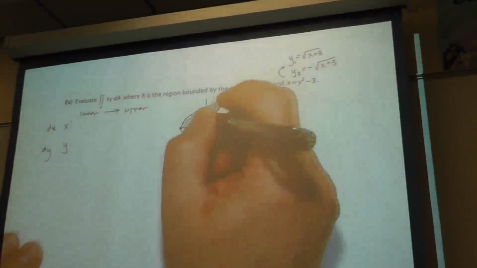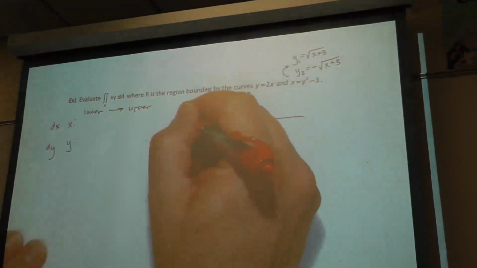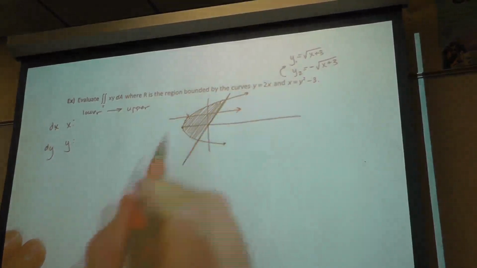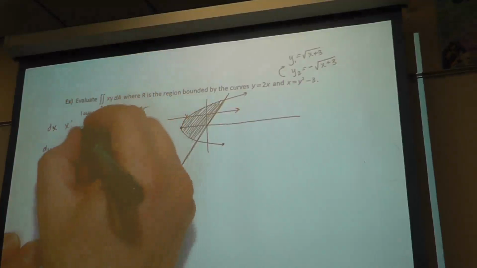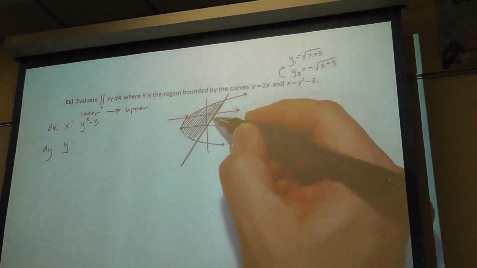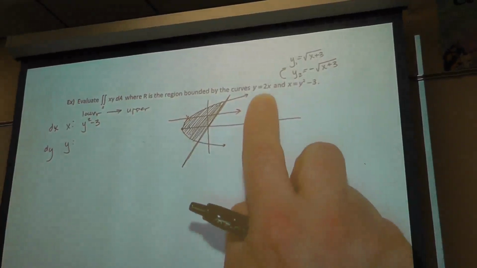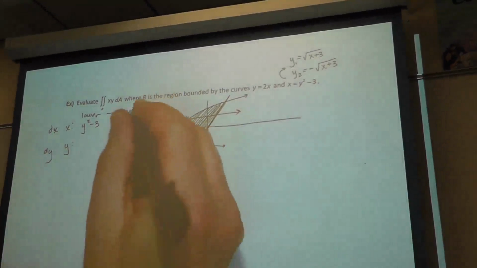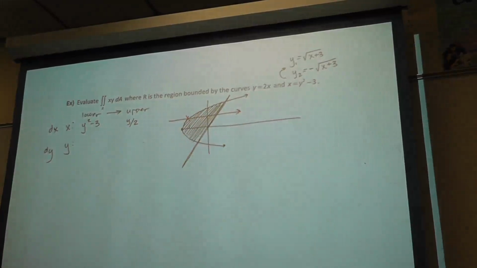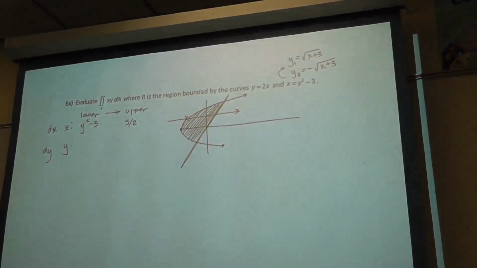So if I go in the x direction first, no matter which way I draw that horizontal line, I'm always going to enter at x equals the parabola, y squared minus 3. And I'm always going to exit at x equals half y. The equation of the line solved for x. Or 1/2 y or y over 2. Okay? Now when this is flattened to the y-axis, do you know what your y limits are going to be?